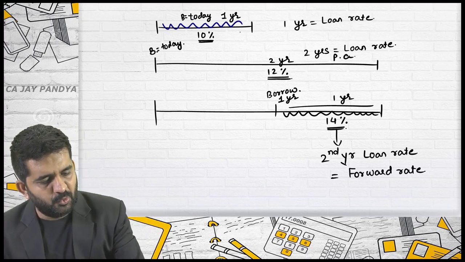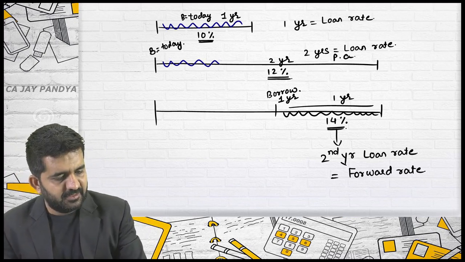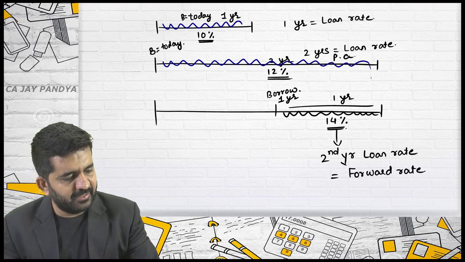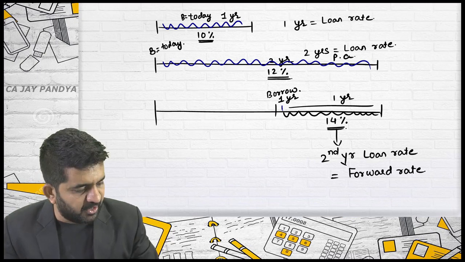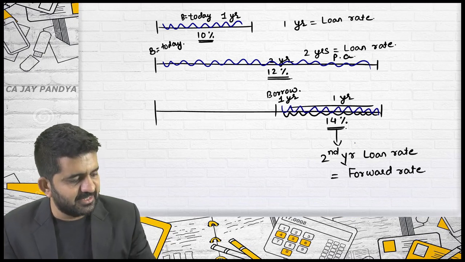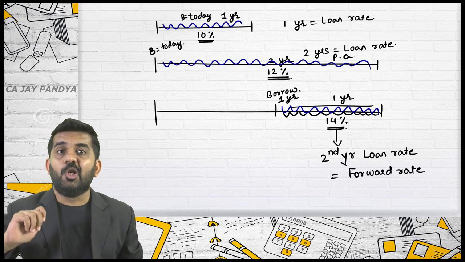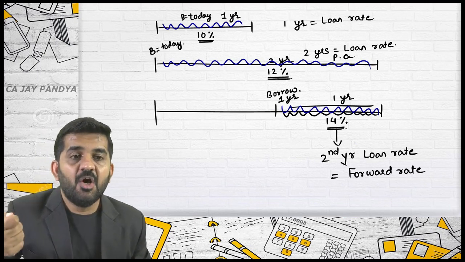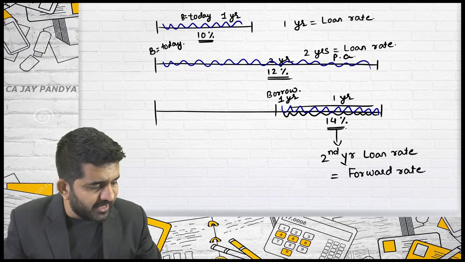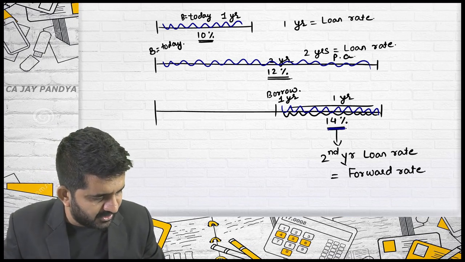This is a loan rate. This is a loan rate. Is this starting from today? No, it is starting after 1 year. So this is nothing but forward rate. The loan rate which will be applicable in future will be termed as forward rate. Now, why should it be 14%? Try to understand.